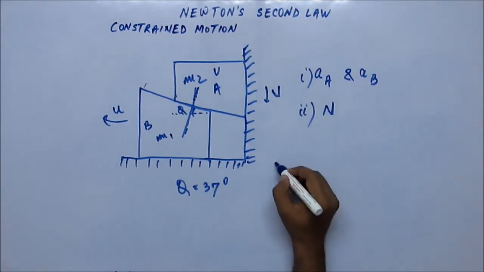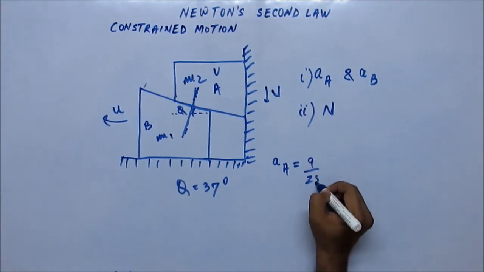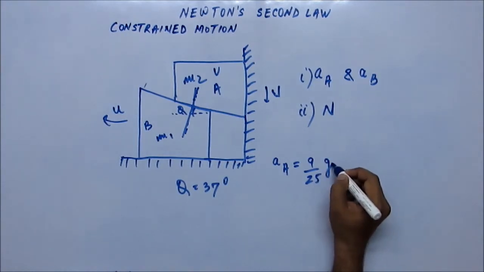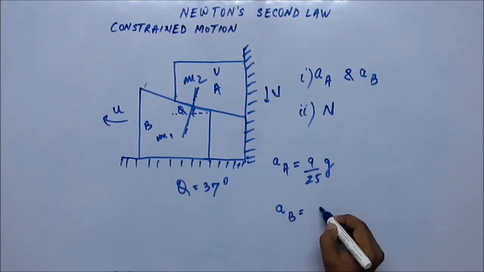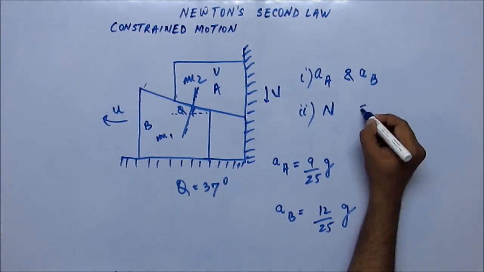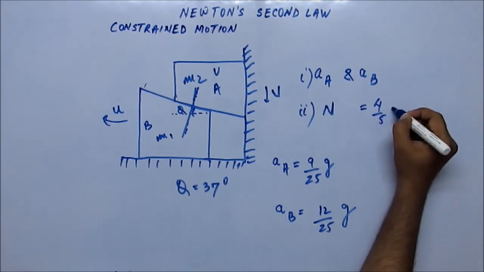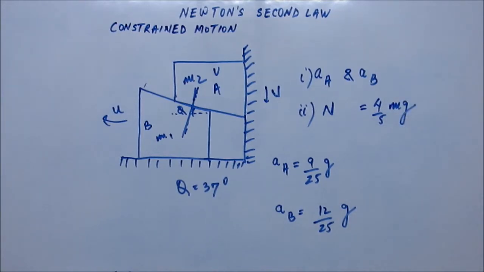So I'm giving you the answer, you just check. If acceleration of A, did you get as 9 by 25 g, and acceleration of B, did you get as 12 by 25 g? Did you get normal reaction as 4 by 5 times mg? This should be the value of normal reaction. These two should be the value of acceleration.